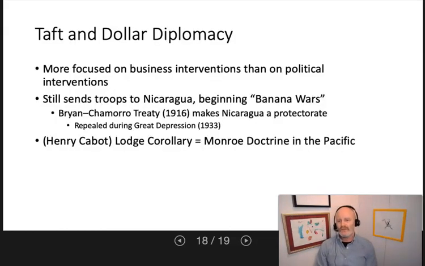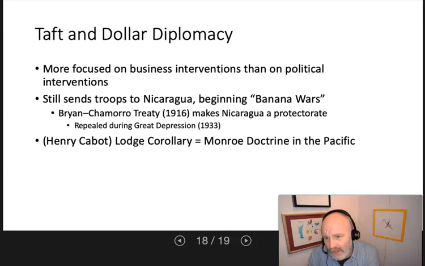Taft, dollar diplomacy, the book doesn't really get into it too much. But again, he sends troops in Nicaragua to create the banana wars, again, setting up these banana republics. The Bryan-Chamorro Treaty makes Nicaragua a protectorate of the United States. That's not repealed until FDR. FDR has a more favorable foreign policy towards Latin America.